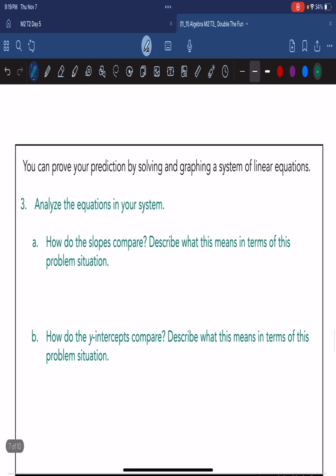We kind of already talked about this. How do the slopes compare? They have the same slope. That means parallel, they're saving the same amount of money every week.